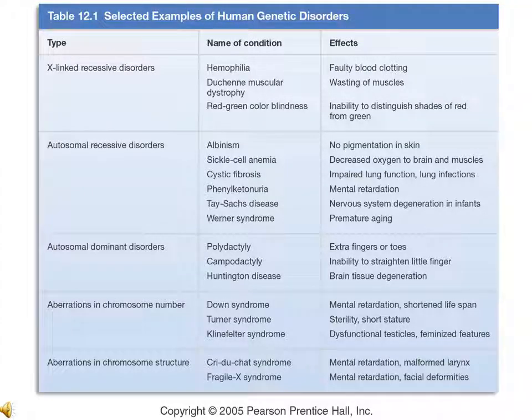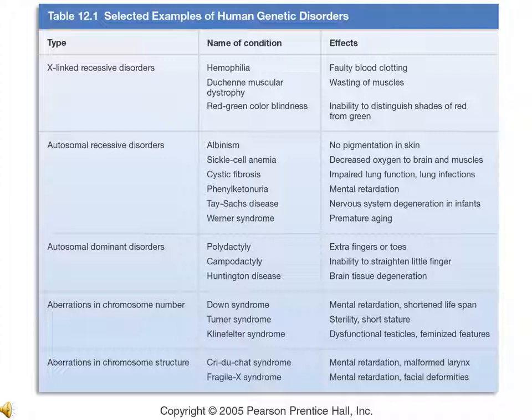This table shows us the types of genetic disorders that we will look at today. We have X-linked recessive disorders. We're going to be looking at autosomal recessive disorders, autosomal dominant disorders, a variety of chromosome aberrations, and a variety of aberrations in chromosome structure per se.